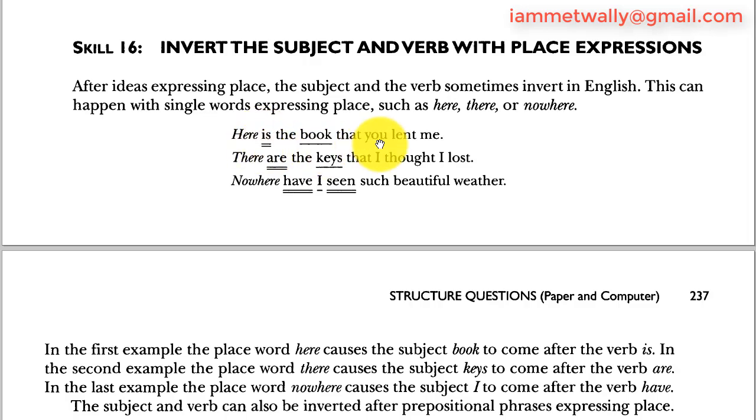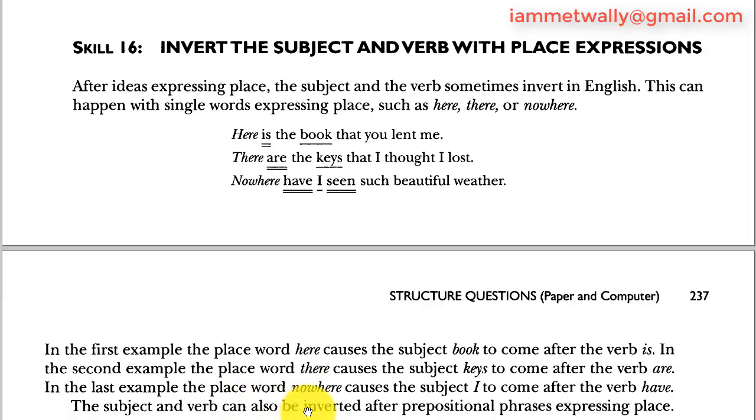Here is the book that you lent me. There are the keys that I thought I lost. Nowhere have I seen such beautiful weather. In the first example, the place word here caused the subject book to come after the verb is. In the second example, the place word there caused the subject keys to come after the verb are. And in the third and last example, the place word nowhere causes the subject I to come after the verb have.